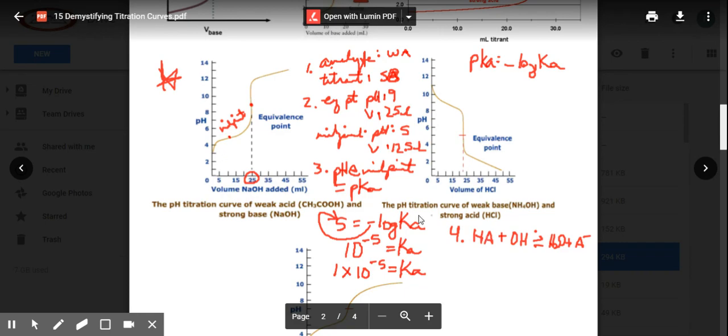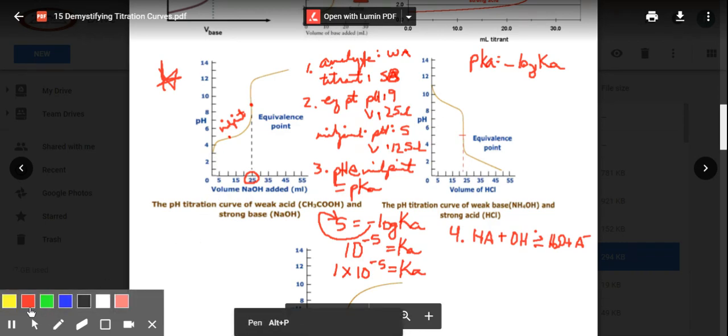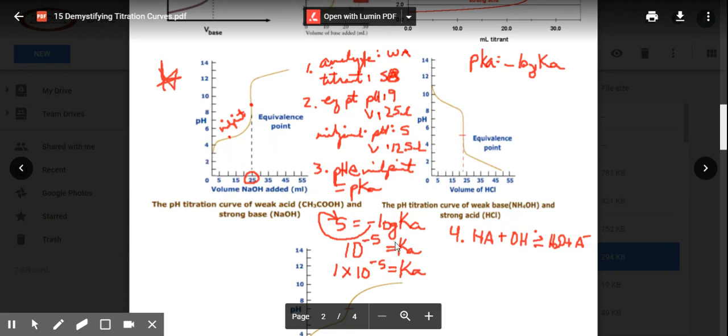So what exactly is happening as I'm going through the titration? At the very beginning, at time 0, all that I have present there is weak acid. So at volume equals 0, all that is present is my weak acid. That is the only species that I have present there.